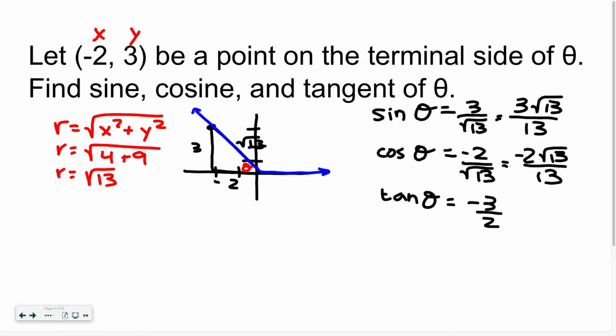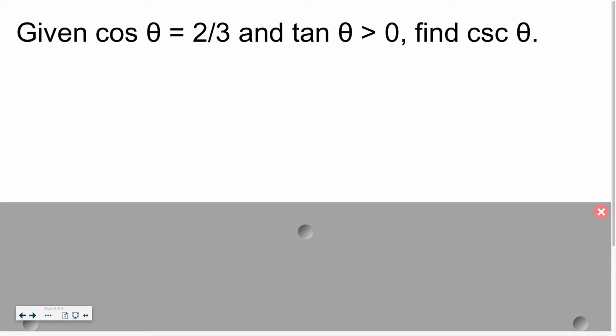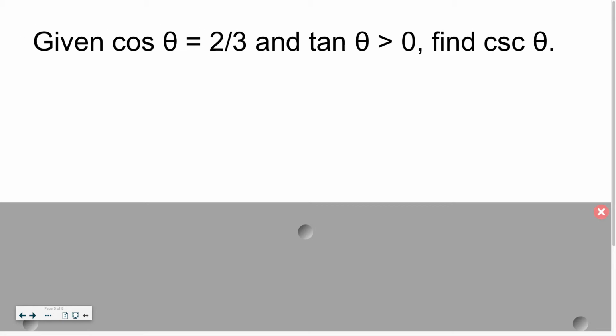Okay, now I'm going to switch it up. I'm going to do a different type of problem. Okay. Given that cosine of theta is 2/3, so I might be thinking about my definition. Cosine is x over r, or I might be thinking about geometry. Cosine is a over h, right? There's multiple ways for me to think about that. And the tangent of theta is greater than 0.